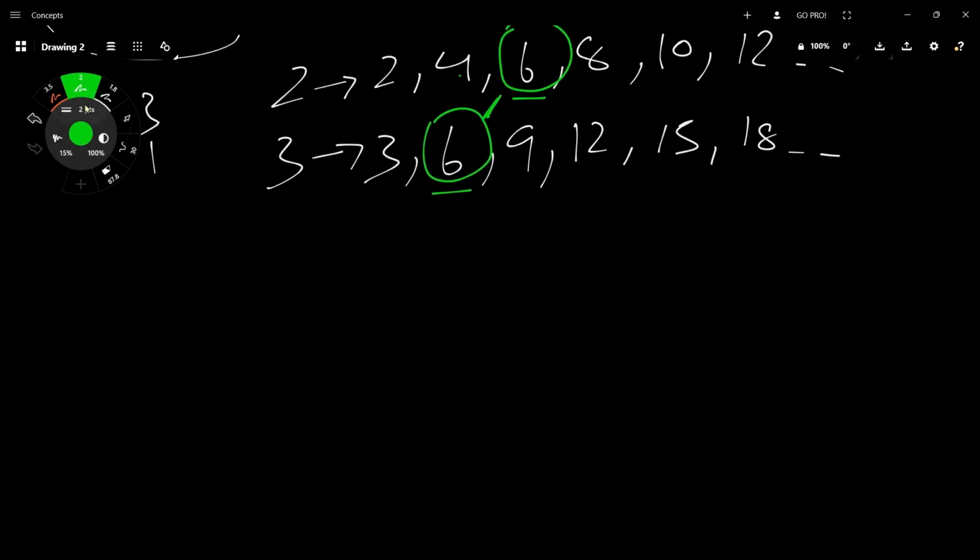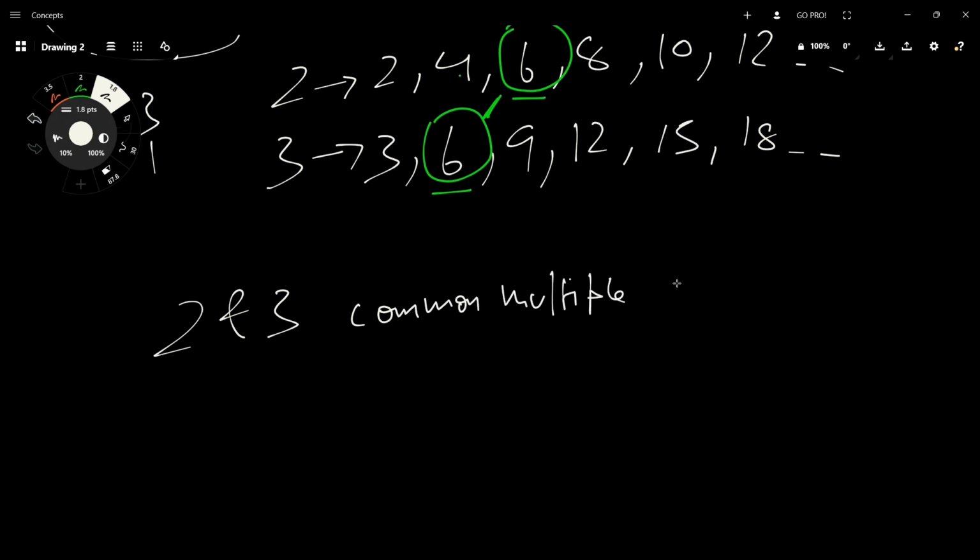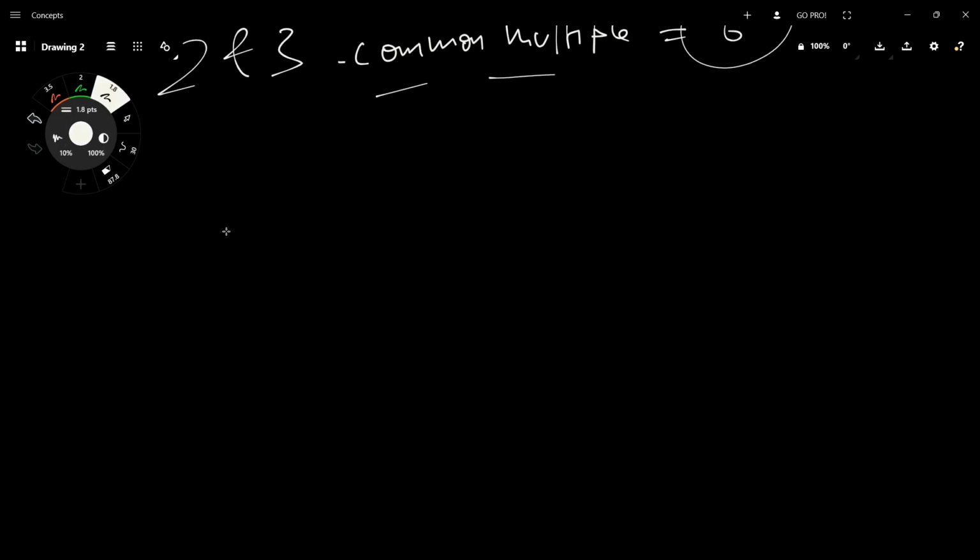So here 2 and 3 have a common multiple which is equal to 6, and it is the least common multiple. That means the first multiple of 2 and 3 which is common to both of them is 6. Let us take another example. Let us see 5 and 7.